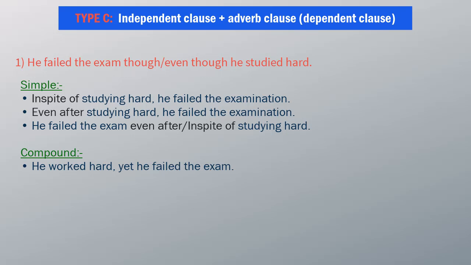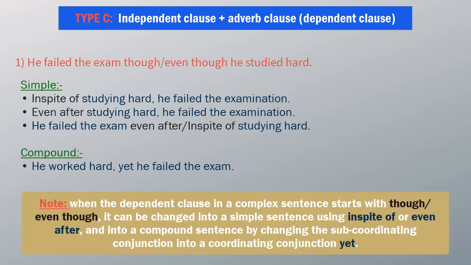So guys, always remember, when a dependent clause in a complex sentence starts with though or even though, it can easily be changed into a simple sentence using words like in spite of or even after. I just showed you that. And it can also be changed into a compound sentence by changing the subordinating conjunction into a coordinating conjunction. And what is that? Yet. I just showed you. Let me show you one more example of the same structure.